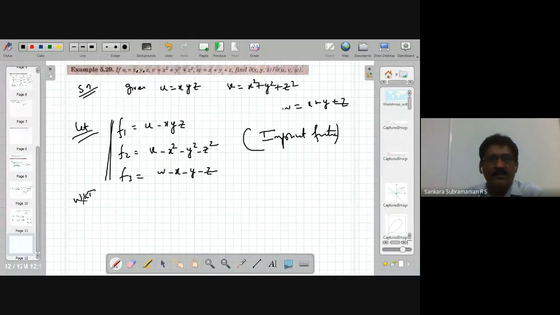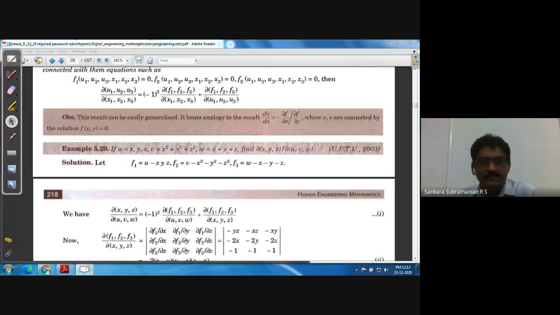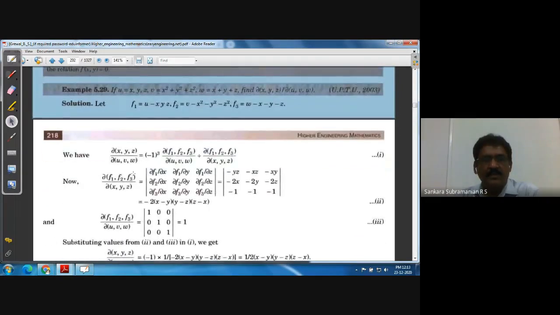We know that, looking at our definition of dou x y z by dou u comma v comma w, what is the implicit formula? Please take down this formula. Dou f1 f2 f3 by dou x dou y dou z equals a determinant: take the first row with f1 and differentiate everything, then the second row f2, then the third row f3, with respect to x y z.